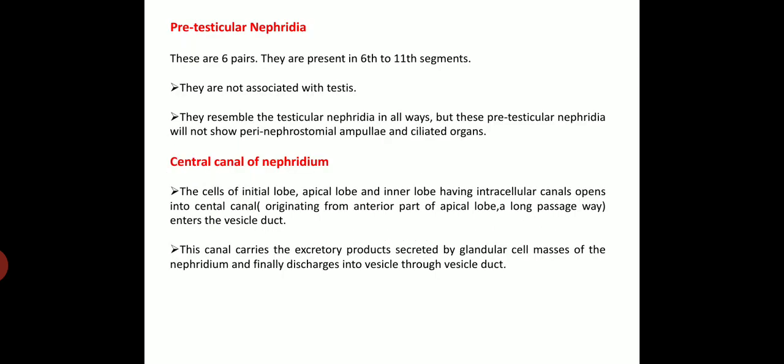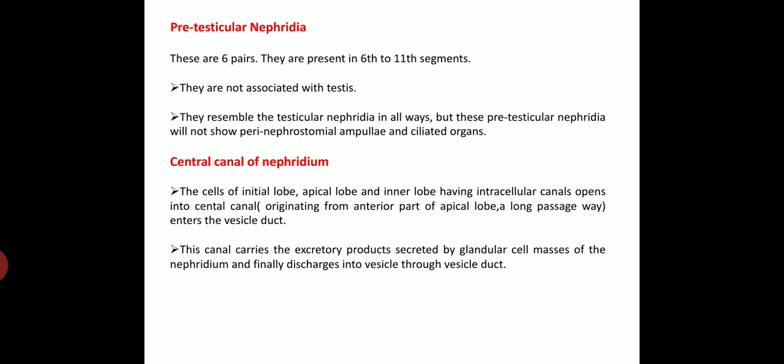So, the second part is the pretesticular nephridia, consisting of 6 pairs which are present from the 6th to the 11th segment. These are not associated with testes. They resemble the testicular nephridia in all ways, but these pretesticular nephridia do not show perinephrostomial ampullae and ciliated organs.